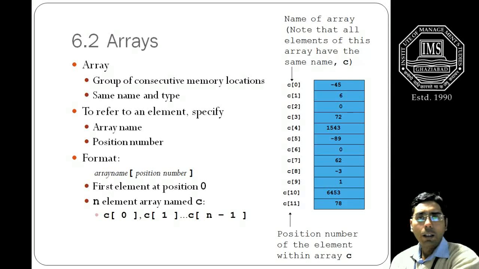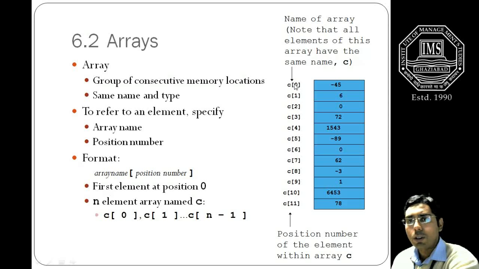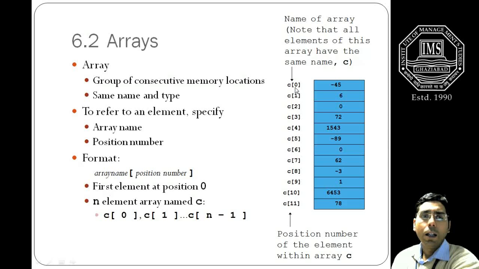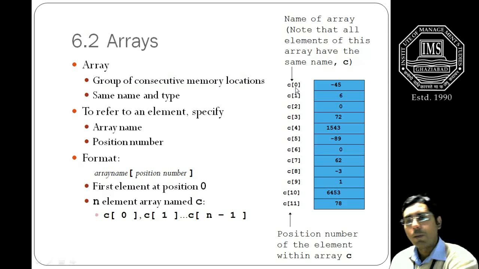So as you can see here, array is a group of consecutive memory locations, same name and type. To refer to an element, specify array name and position number. So let's check here. As you can see here, C[0], C[1], C[2], C[3], C[4]. Actually here C is the name of the array. 0, 1, 2, 3, 4, 5 and so on. These are the positions of the array, or we can say the position number of the array, or the index of the array, or the subscript of the array.